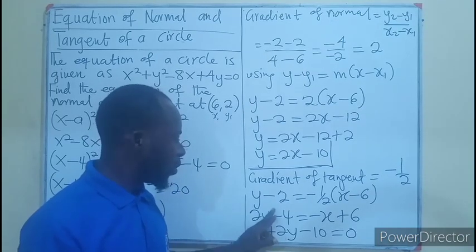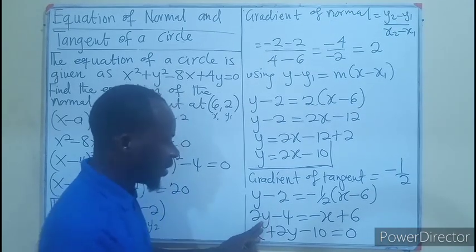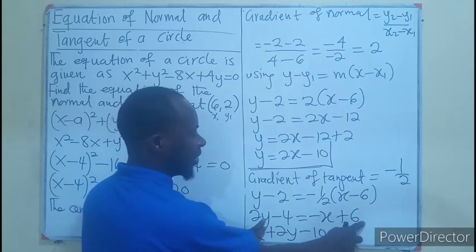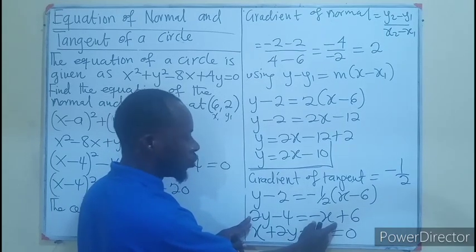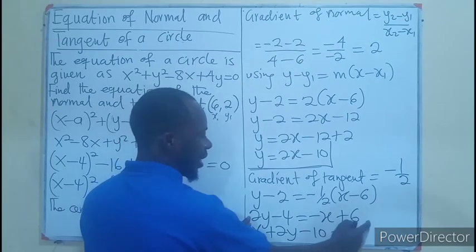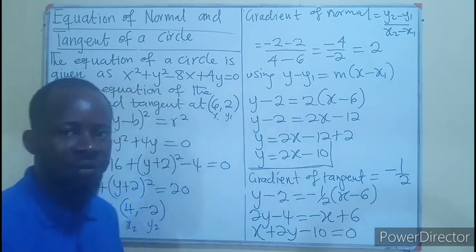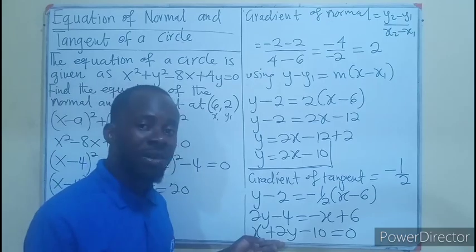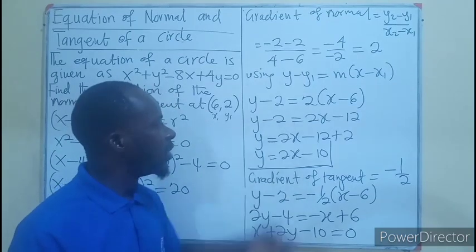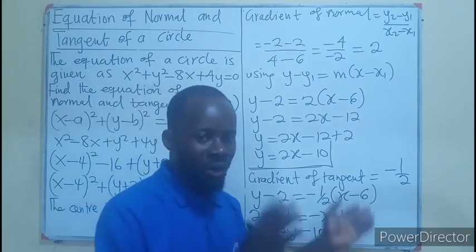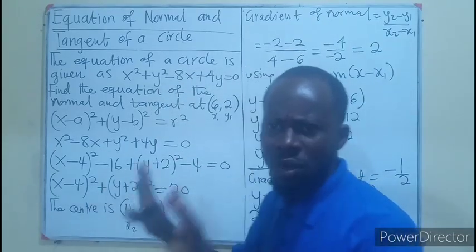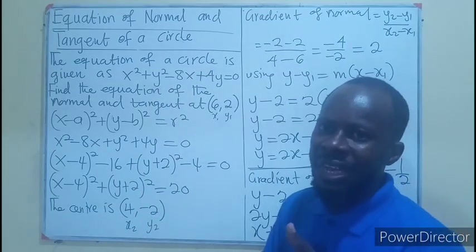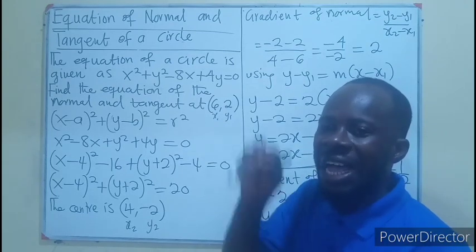If you want to make y the subject, it means this is going to be plus 10, then we divide through by what? 2. You have your half here, then you have your 5 there if you divide by the 2. But I just want to leave this one in the standard form and this one in the equation of a straight line form. So you can see the concept that we need is how we can find the center from the equation of the circle.